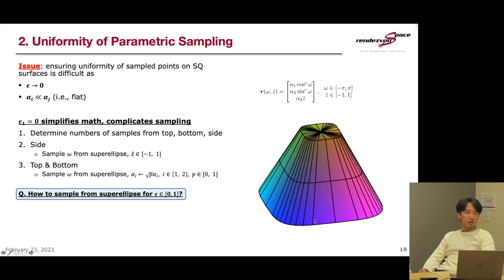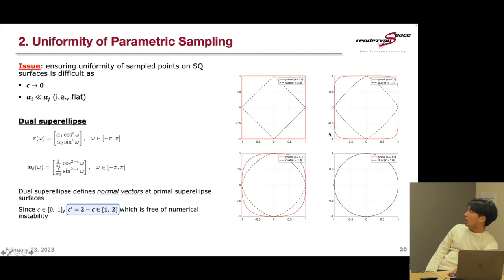So now the question becomes, how are we going to uniformly sample points from the superellipse? What I've done is a very quick trick, which is that instead of sampling from the primal superquadric, which becomes difficult to do in a parametric way because of the corners when epsilon equals zero, we're going to instead sample from the dual superellipse, which is defined by the normal vectors of the original superellipse. And you see here that these differ by a 45 degree rotation and some scaling factor. So we're just going to sample from the dual superellipse, which is defined for dual shape parameters ranging from 1 to 2. So we avoid the numerical instability.